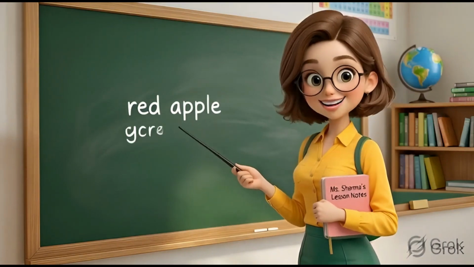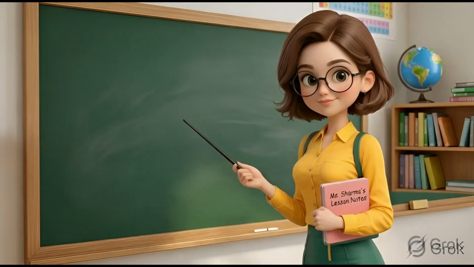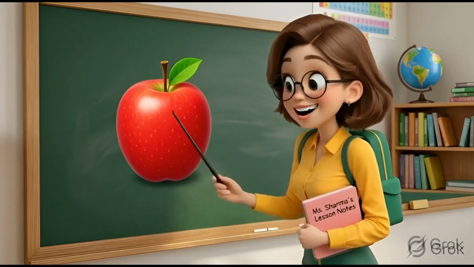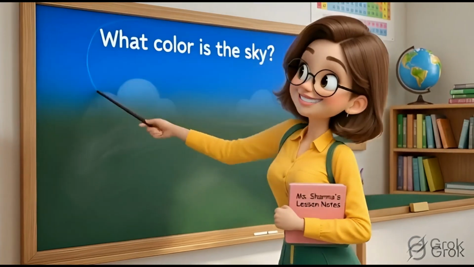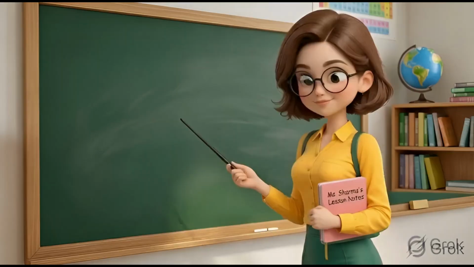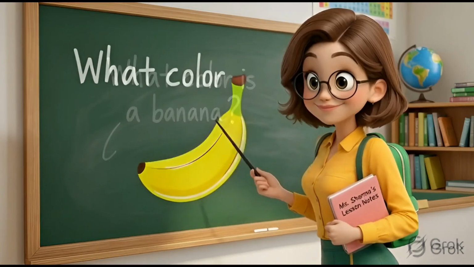Today we learn color and shape, so let's start. What color is an apple? Red. What color is the sky? Blue! That's right, it's a beautiful blue sky. What color is a banana?